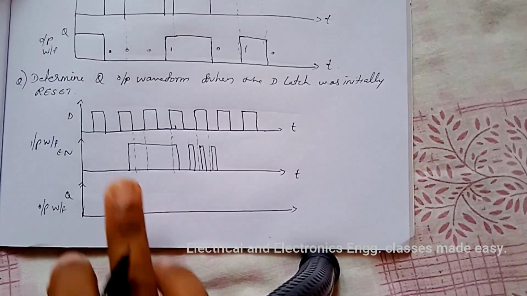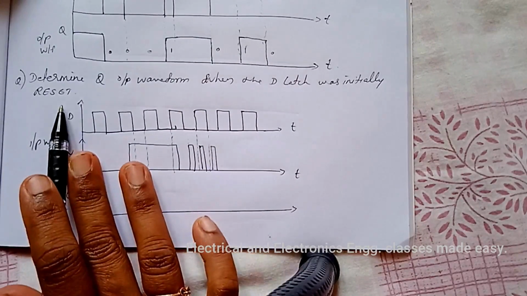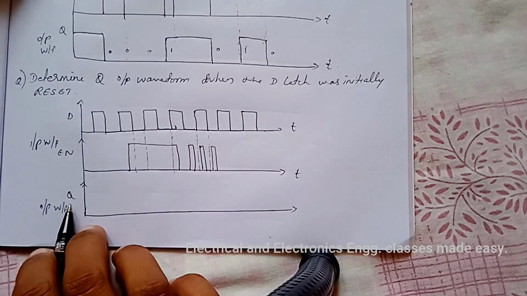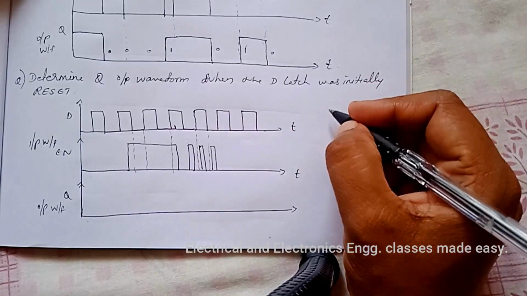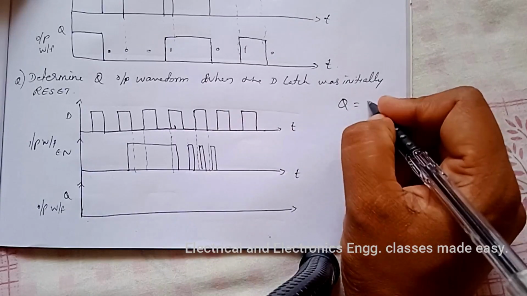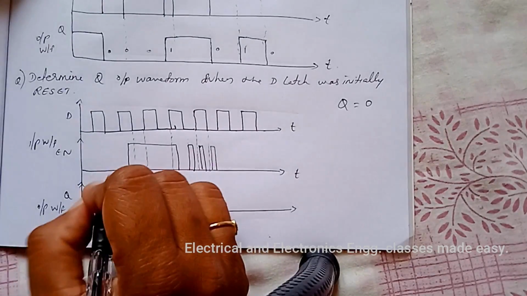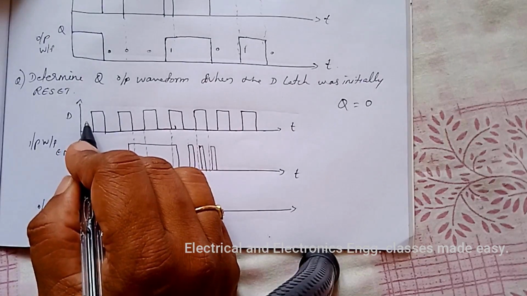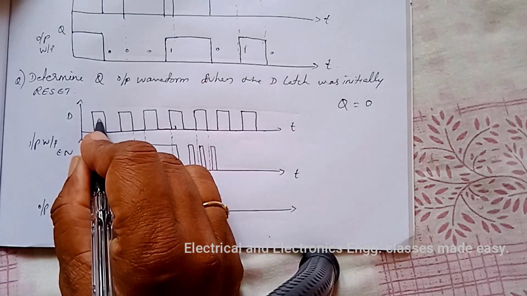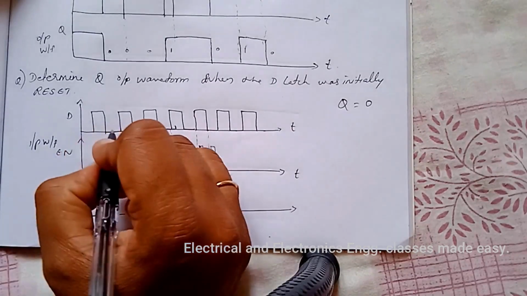Let us do another problem. Determine the Q output waveform when the D latch was initially reset. So this is the input given. So we have to find the output waveform. Initially the latch was reset, so Q is equal to 0. So initially Q equal to 0. And here D is 0 but enable is 0. Then here D is 1, enable is 0. That means the Q is 0 here.